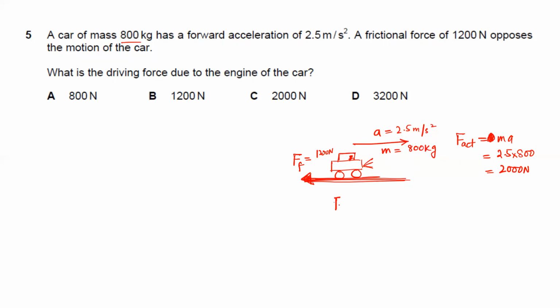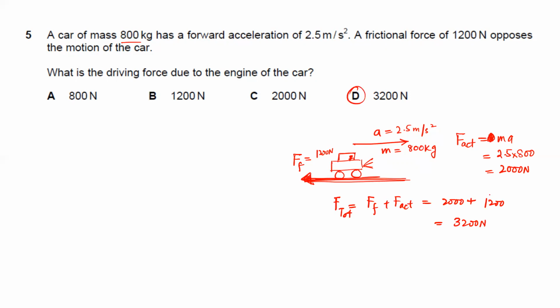So the total force, F total, will be F friction plus forward acting force. That is the force that is produced by the engine in order to drive the car with this particular acceleration. So this will be 3200 Newton. So the answer is D.